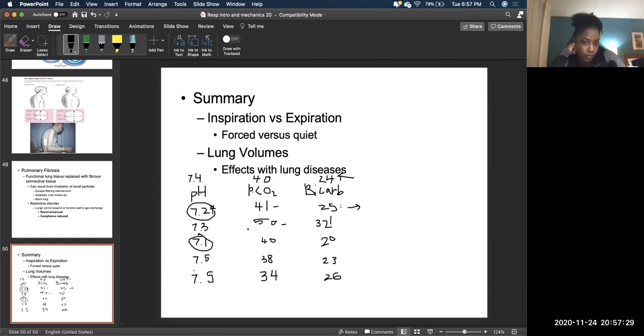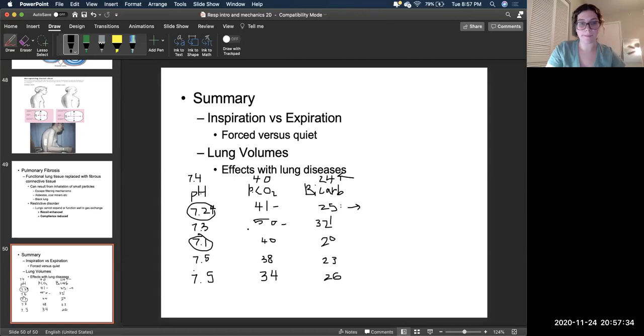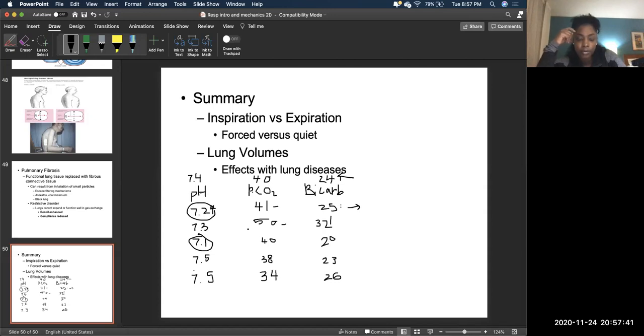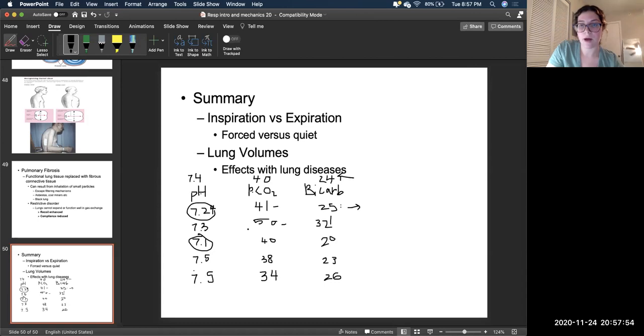The first one, the pH is acidic, acidosis. And then the second one, the CO2 is normal, and the bicarb is low. So would that be metabolic? Yeah, I think it would be metabolic acidosis, because the bicarb is obviously lower than its normal range.